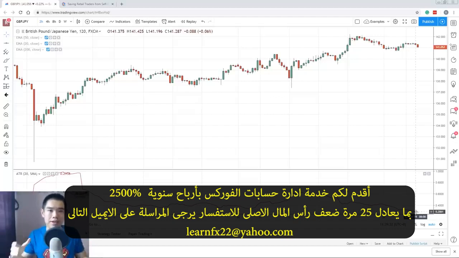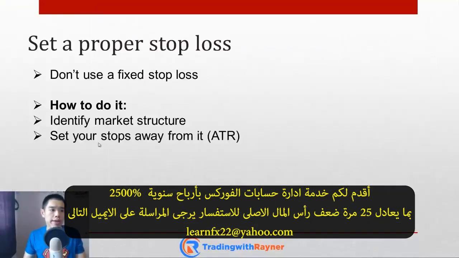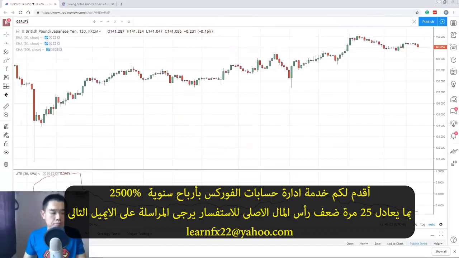So bear this in mind, and this is why I said that you don't want to use a fixed stop loss when you are trading. Instead, what you want to do is identify, step one, the market structure. Can be support, resistance, trend line, pivot points, whatever. And then set your stops away from the market structure. How you set your stops away from market structure is you can use the ATR indicator, right? You can use 1 ATR away, 2 ATR away, depending how conservative you want to be. So let me share with you a few examples to illustrate my point.